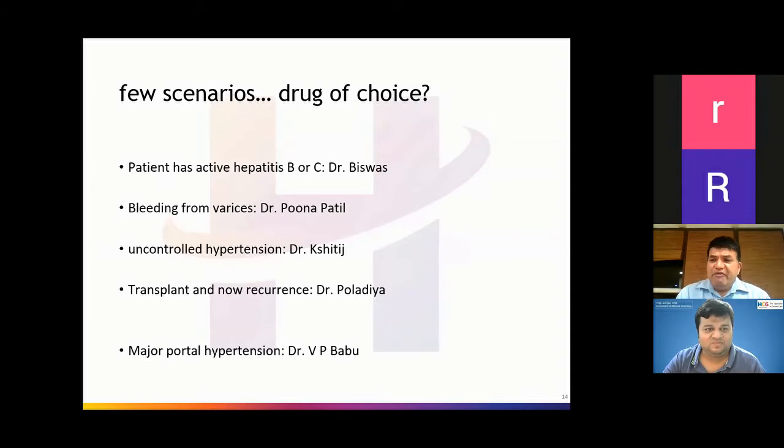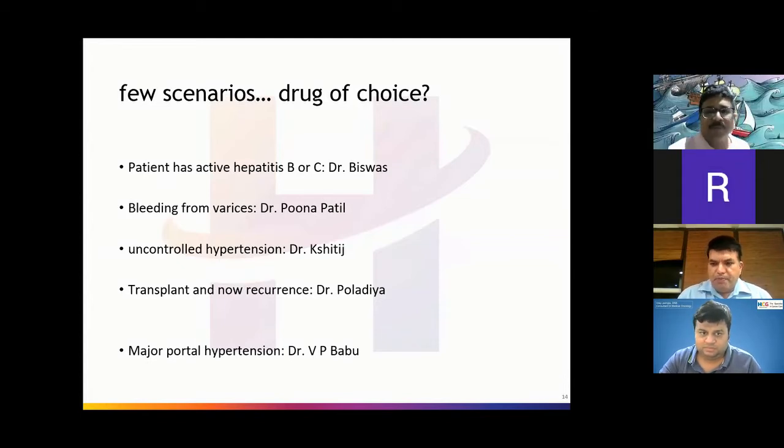Okay, so we are going to do a rapid fire round. Which particular drug would you choose, and which would you not choose, in this scenario? Dr. Ghanshyam, a patient has active hepatitis B or active hepatitis C. In hepatitis C, sorafenib did a better OS of 14 months. So in hepatitis B, it can be lenvatinib. Would you give atezo-bev in active hepatitis B and C?